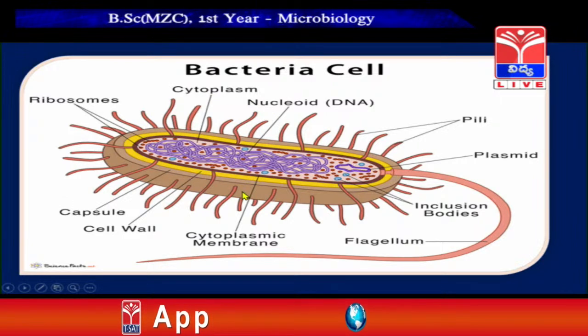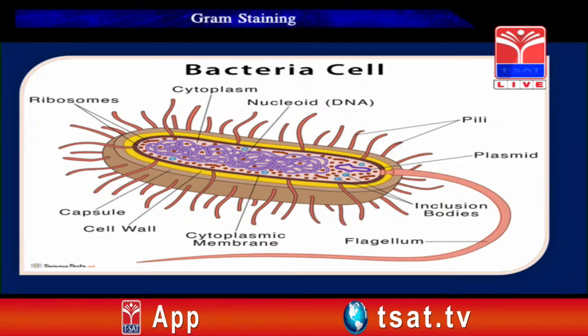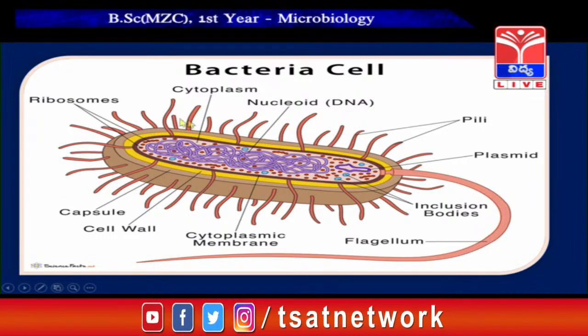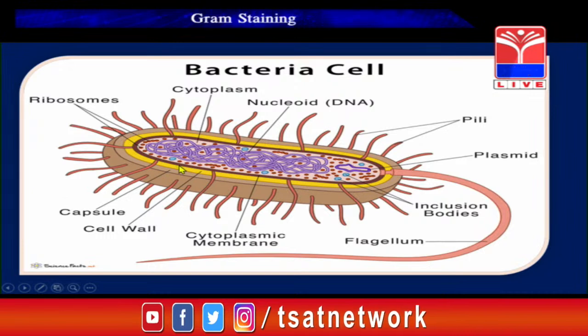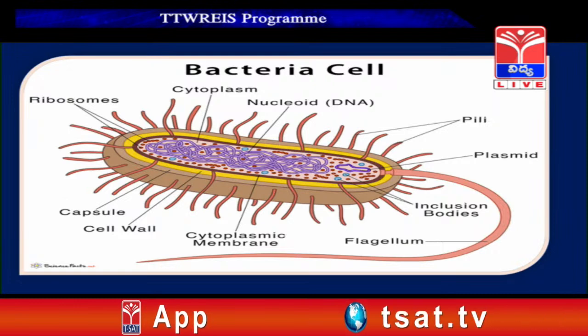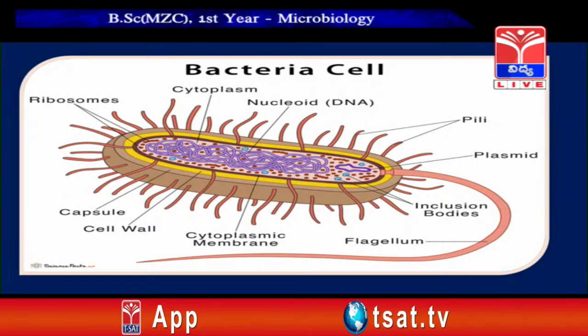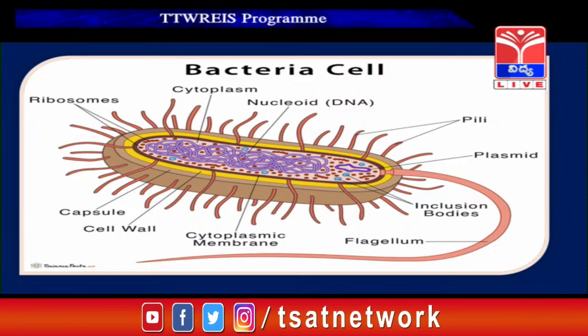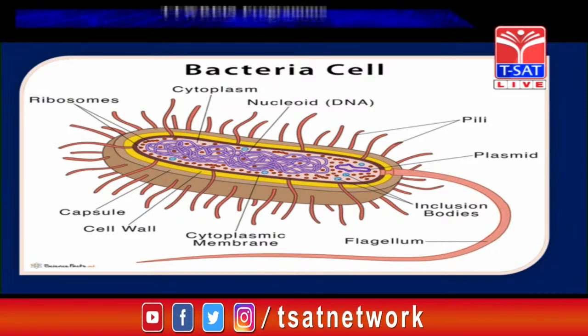If this layer is tightly packed, it is known as capsule. In this picture, we can find the capsule. Yes, this is the capsule layer in a bacterial cell. If these polysaccharide layers are loosely packed to form a layer, it is known as slime layer. So, if we want to observe the capsule in a bacterial cell, capsule staining is necessary.